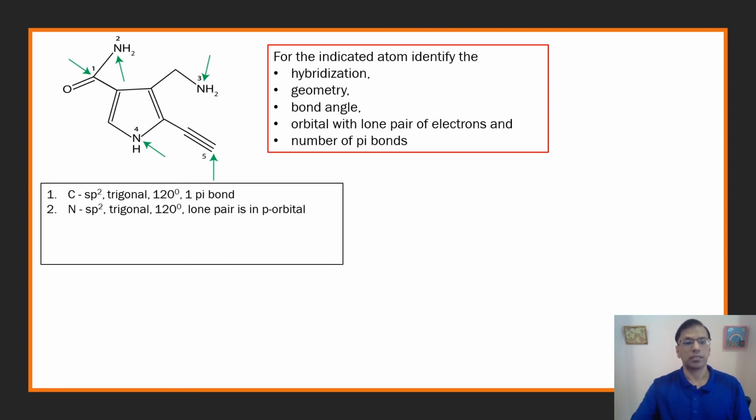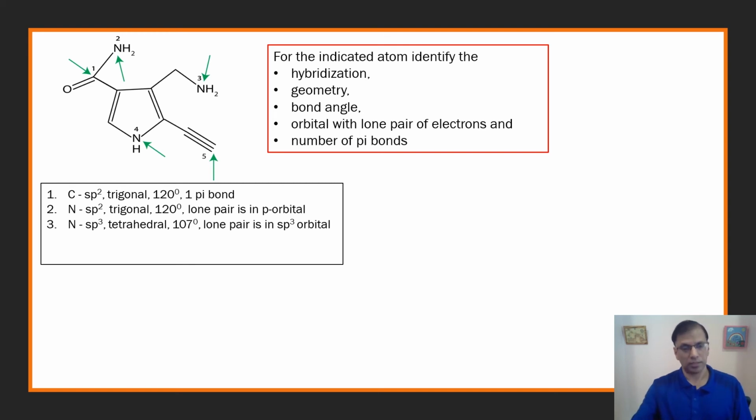Let's consider the third atom, which is the nitrogen atom. Again, in this case, it is attached to two hydrogen and one carbon, but this carbon is not an sp2 carbon. It's not attached to a double bond, and so this particular nitrogen will be sp3 hybridized. The lone pair of electrons will be in the sp3 hybrid orbital. It will have a bond angle of about 107 degrees because the lone pair of electrons is going to push the bonded pair of electrons much closer.